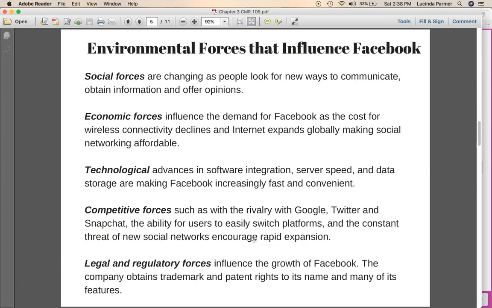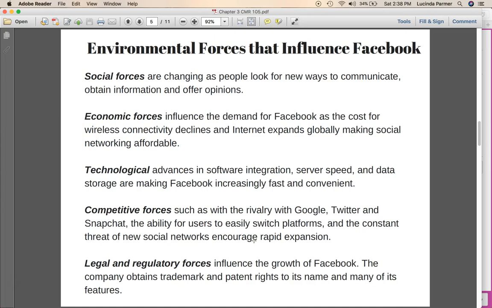So let's look at an example of how environmental forces influence Facebook. When we look at social forces, this is changing as people look for new ways to communicate. So, that definitely influences Facebook. People are out there looking for new ways to communicate via Facebook apps or social media apps, and definitely outside of the telephone or letters or even email.